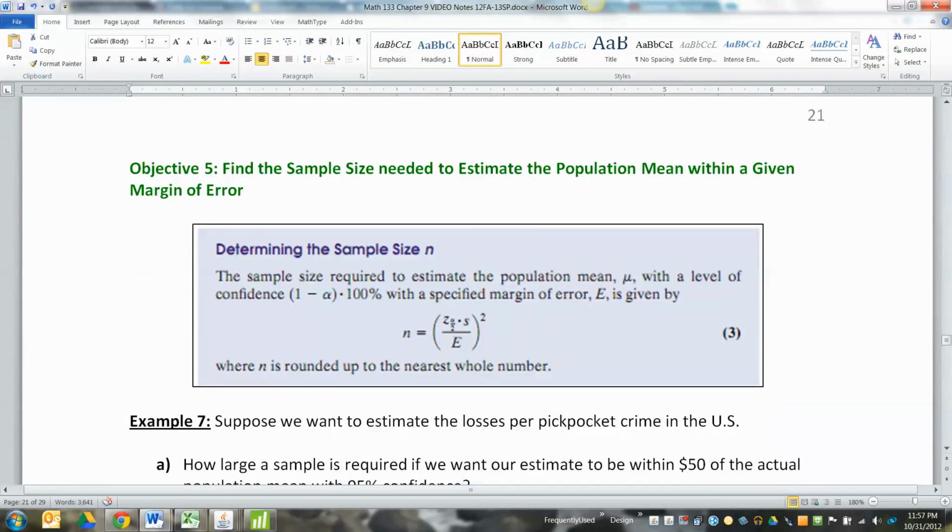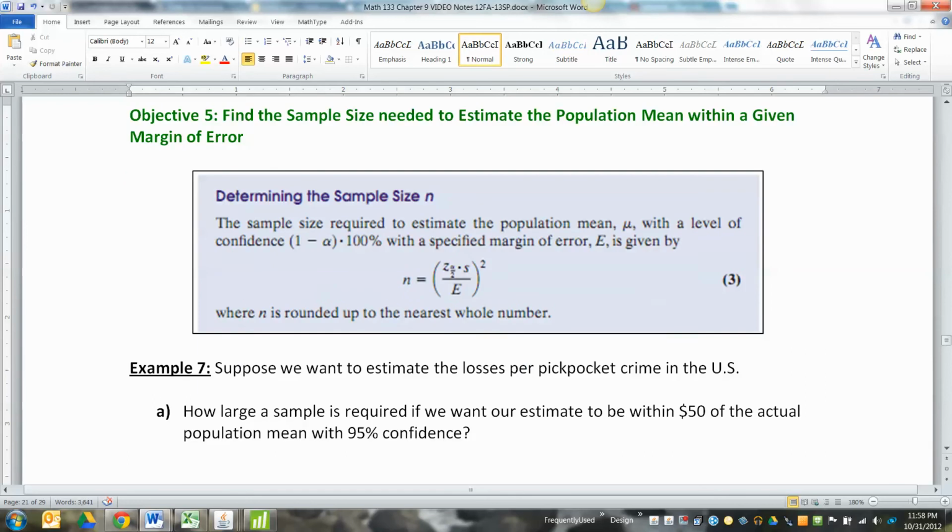Let's move on to the last objective, which is sample size. So just like in section 9.1, we need a way to gauge how many people we need to call, how many samples we need to take, how much blood we need to draw, how much beer we need to take out of the brewery for the sake of William Gosset. Right? So this is the formula for that. It's n equals z alpha over 2 times s over the error, squared. Where n is rounded up to the nearest whole number. Suppose we want to estimate the losses for the pickpocket crimes that we came up with before.